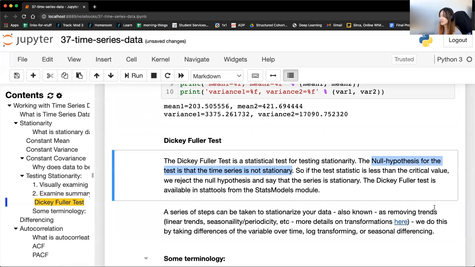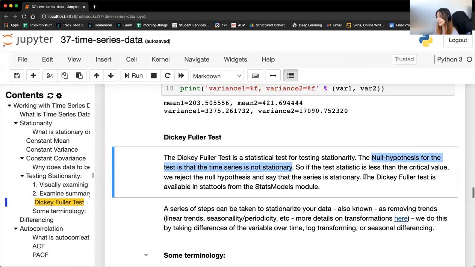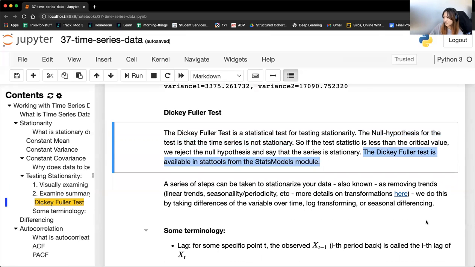So if the test statistic is lower than your critical value, you will reject the null hypothesis and say that your series is stationary. So for stationary data, you would want a low p-value if you were to use the Dickey-Fuller test. I don't have the example here, but there is a worked example in one of the lessons for sure. And the Dickey-Fuller test is actually in the statsmodels module. Questions so far?